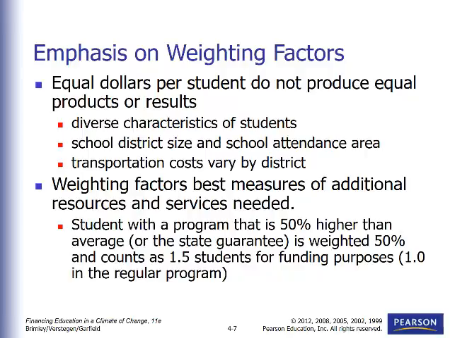Okay? And so just to give equal dollars for students, more along the lines of a flat grant, does not work. Because we know that it takes more to educate different students. So we've already talked about isolation and density factors and the reasons why it takes more to educate those students. Other weighting factors, though, include diverse characteristics of our students, district size and attendance, transportation costs. Really what we're going to look at is the diverse characteristics of our students. Okay, so weighting factors: best measures of additional resources and services.